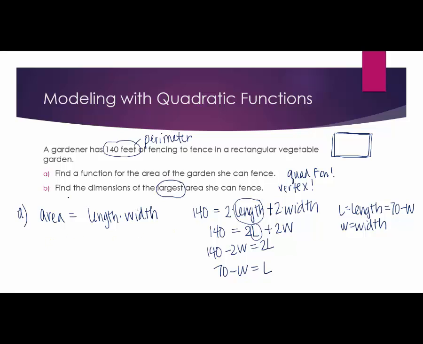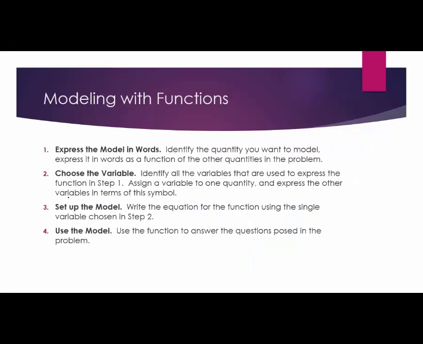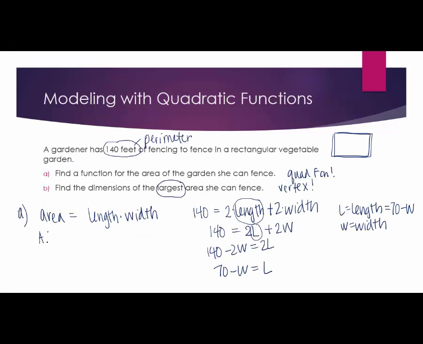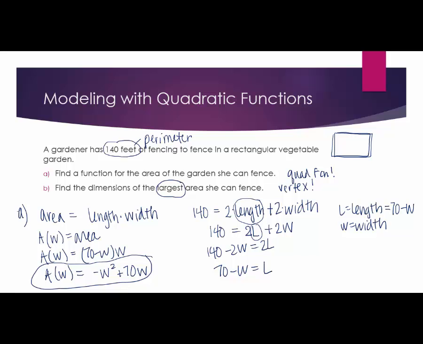Moving on to my next step. Now I think I'm ready to do step 3, set up the model. We've got all our quantities represented in terms of the same variable. Let's go back and write our function. How about A of W for area, because we're going to express everything in terms of W. And my area function is length, 70 minus W, times width, W. And yes, indeed, this is a quadratic function. If I distribute that W, I could rewrite this as negative W squared plus 70W. All right, we've got part A complete.